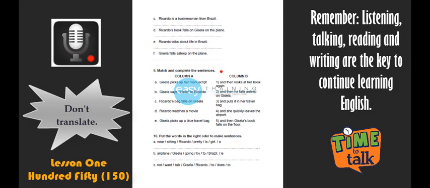In activity 9, you will put one sentence in column A together with one in column B in order to make a new sentence. A. Gisela picks up her manuscript. B. Gisela says hello to Ricardo. C. Ricardo's bag falls on Gisela. D. Ricardo watches a movie. E. Gisela picks up a blue travel bag. 1. And then looks at her book again. 2. And then he falls asleep on Gisela. 3. And puts it in her travel bag. 4. And she quickly leaves the airport. And 5. And then Gisela's book falls on the floor.